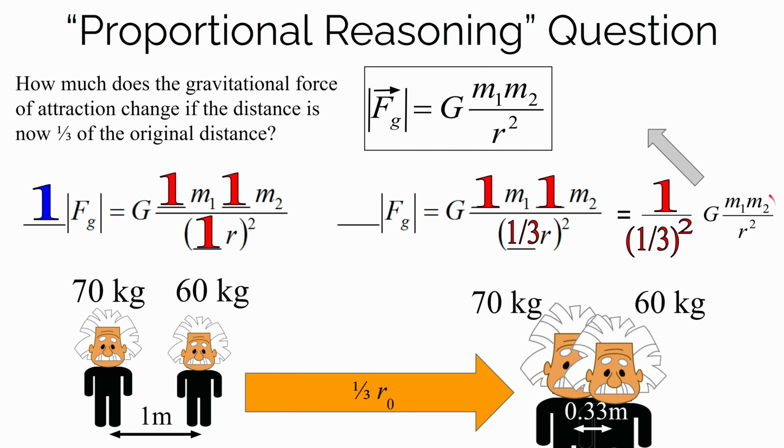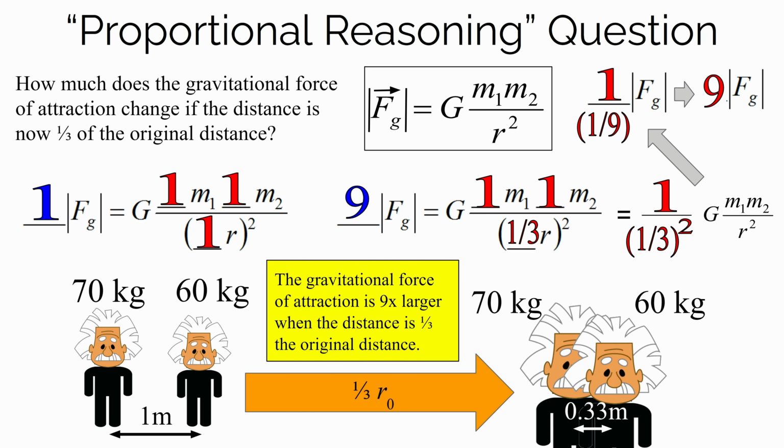And remember, what did we say this represented? Right there, that represented the original gravitational force. And so let's simplify that. What's 1/3 squared in the denominator? That's 1/9. So we have 1 divided by 1/9 times the original gravitational force of attraction. And 1 divided by 1/9 simplifies to just 9. 9 times the original force. So the answer to the question would be the gravitational force of attraction is 9 times larger when the distance is 1/3 the original distance.